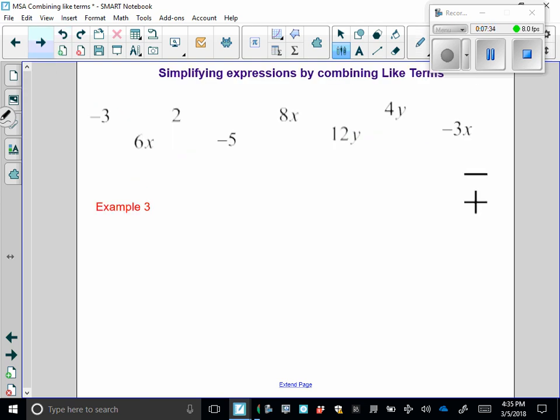Let's make up another one, maybe one with a little bit more negative challenge. So 4y take away a -3x, and we'll put parentheses here. And then plus -3 minus 12y plus 8x minus 5 minus 6x.